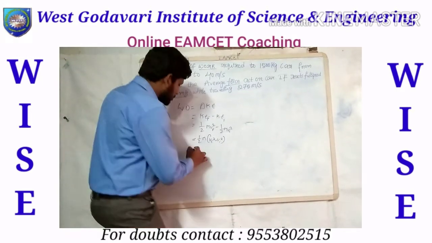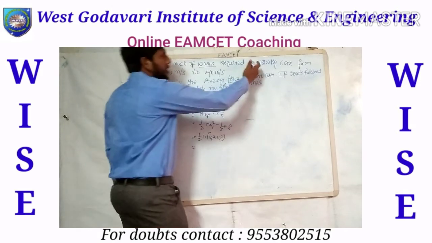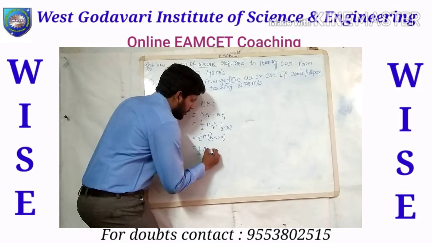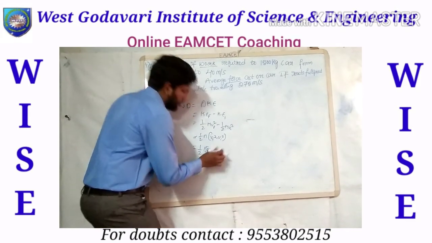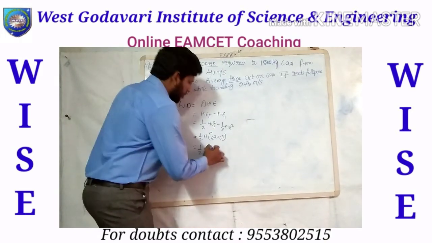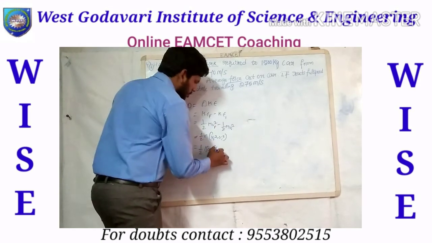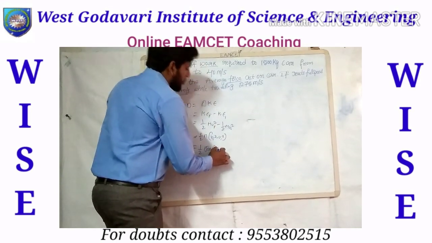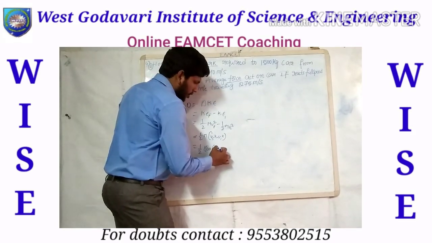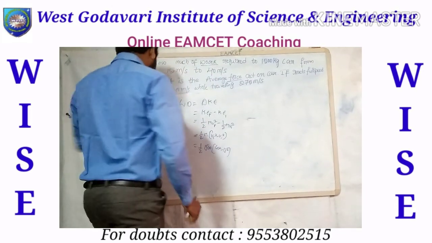Now substitute the known values. What is the mass here? 1500 kg. So half into 1500, no need to write the units. The final velocity is 40 meters per second and the initial velocity is 15 meters per second. So 40 square minus 15 square. Okay, right.